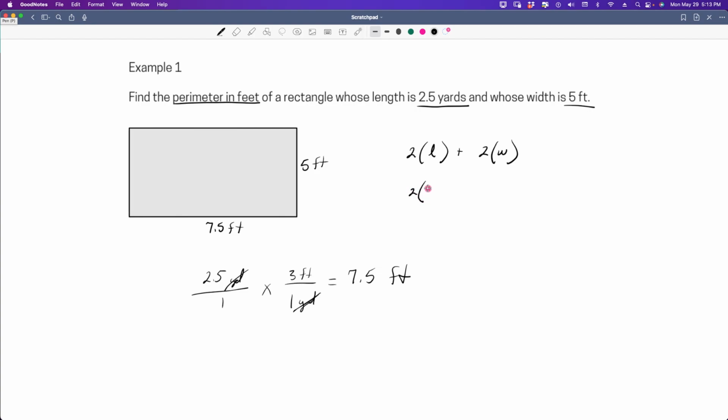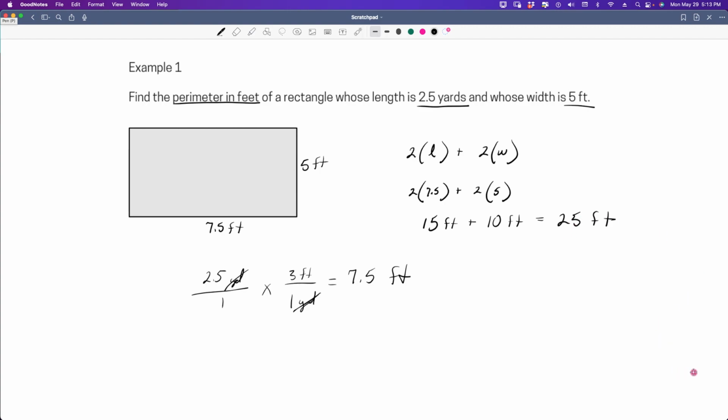So 2 times 7.5 plus 2 times 5. So that's going to be 15 feet plus 10 feet, which equals 25 feet is our distance around. And if you had added those all up as 4 separate measurements, you'd have gotten the exact same measurement. But now we have perimeter in feet.